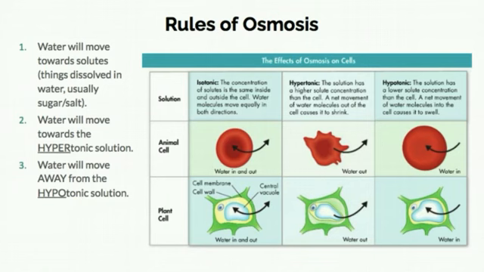So let's look at the rules of osmosis a little bit closer. Water will move towards solutes. Water will move towards the hypertonic solution, and water will move away from a hypotonic solution. As seen in the image, osmotic pressure can cause an animal cell in a hypertonic solution to shrink, and one in a hypotonic solution here to swell.